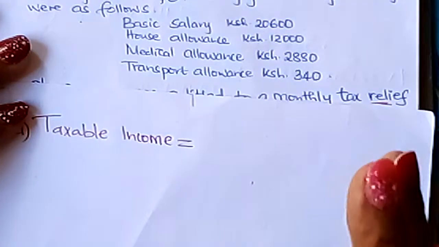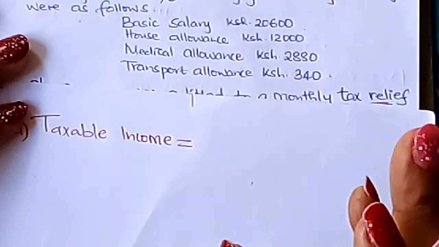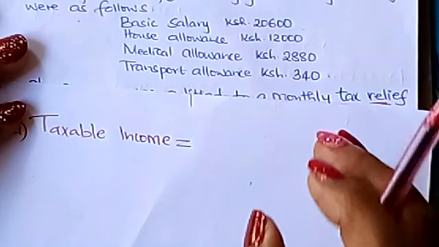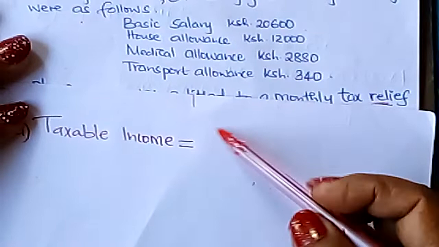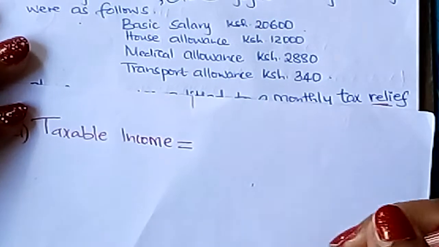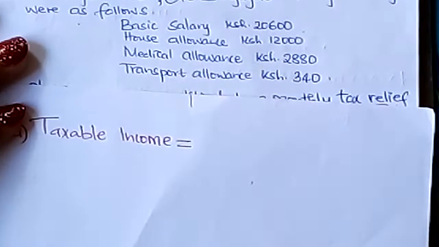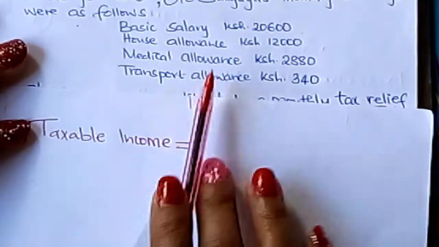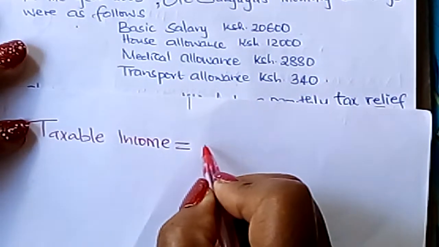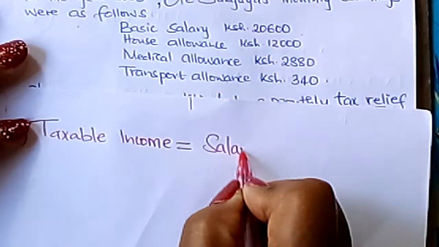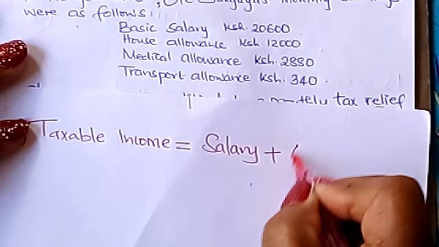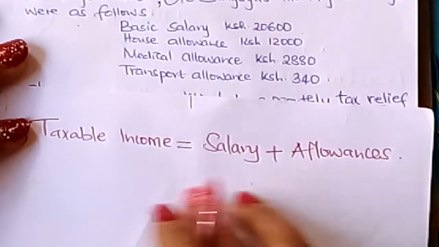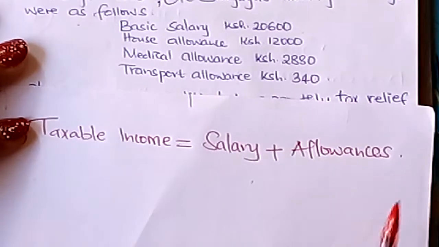Learner, when you are given allowances, how do you get the taxable income? Because this matters a lot. It is the first step, and if you make a mistake here, you make so many mistakes down the question. So taxable income, when you have allowances, is got by taking the basic salary and then you just add the allowances. Basic salary plus the allowances.